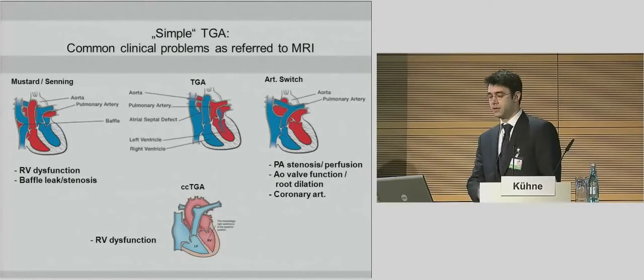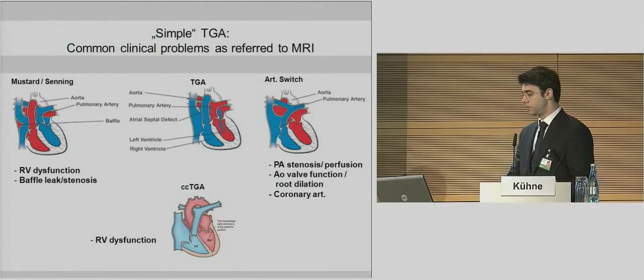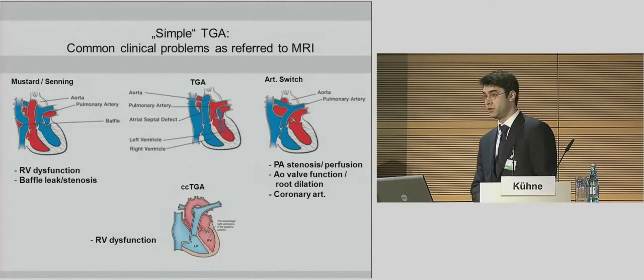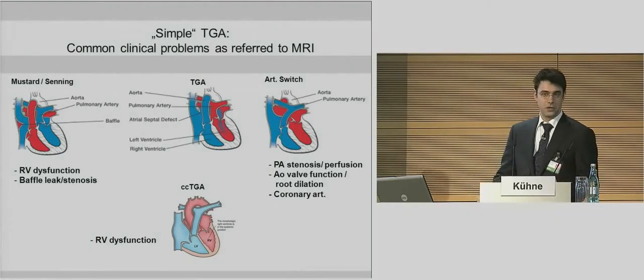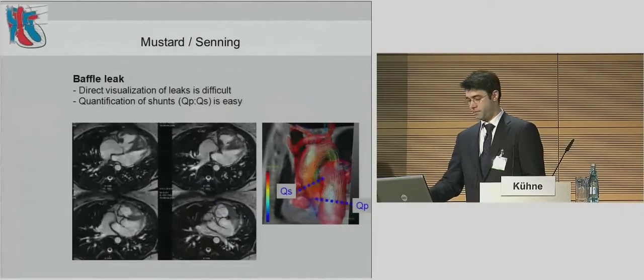So muscle ascending RV dysfunction, baffle leak, stenosis, CCTGA, or other forms of complex post-operative states, RV dysfunction, arterial switch associated maybe with pulmonary stenosis, perfusion deficiency, probably is the better word, and also talk a little bit about aortic valve function, root dilation, and probably an issue which touches us all very much, coronary arteries.